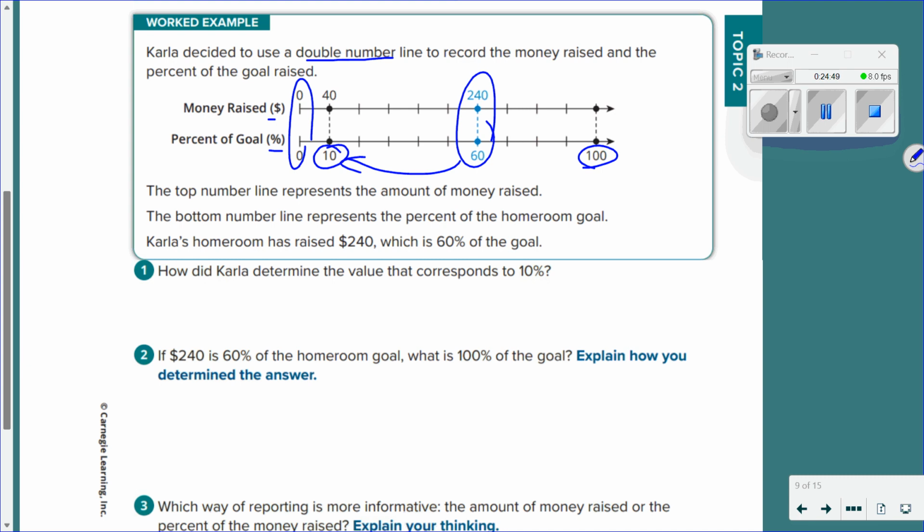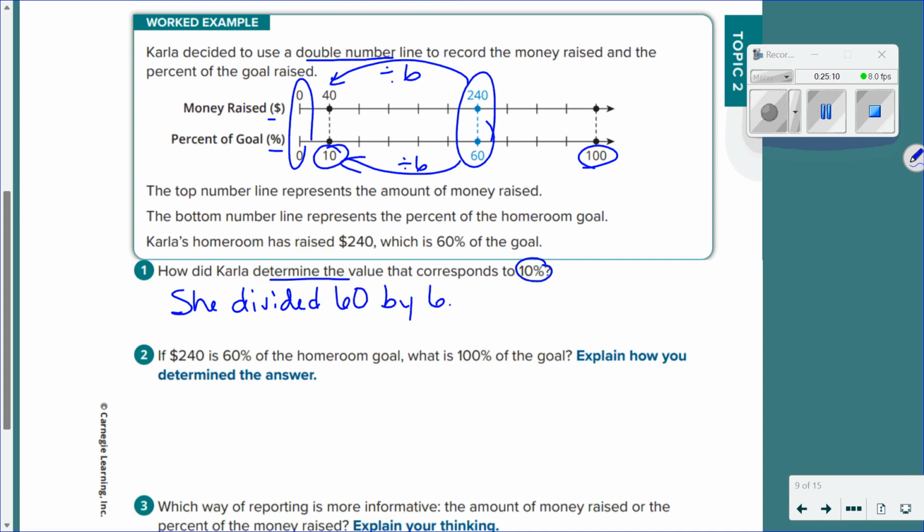Divide by 6. Realize I'm going down. So what is she going to do to the 240? Divide by 6, and she gets 40. So how did she determine the value that corresponds to 10? She divided by 6.